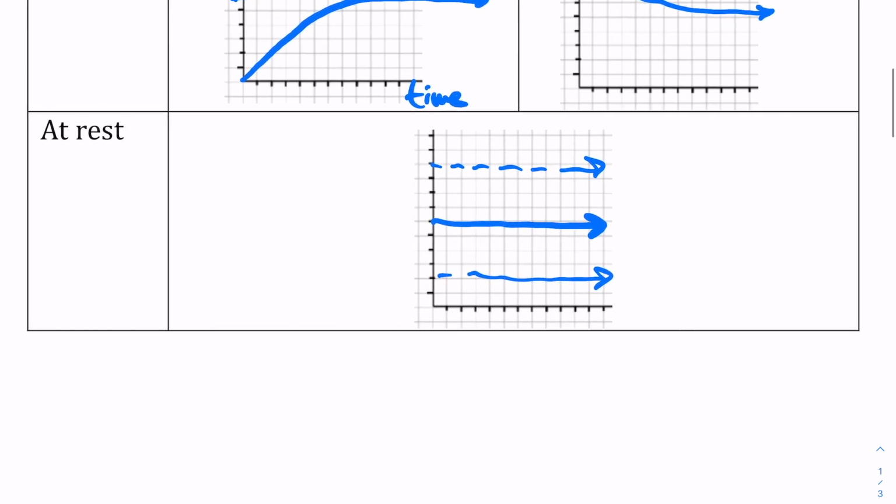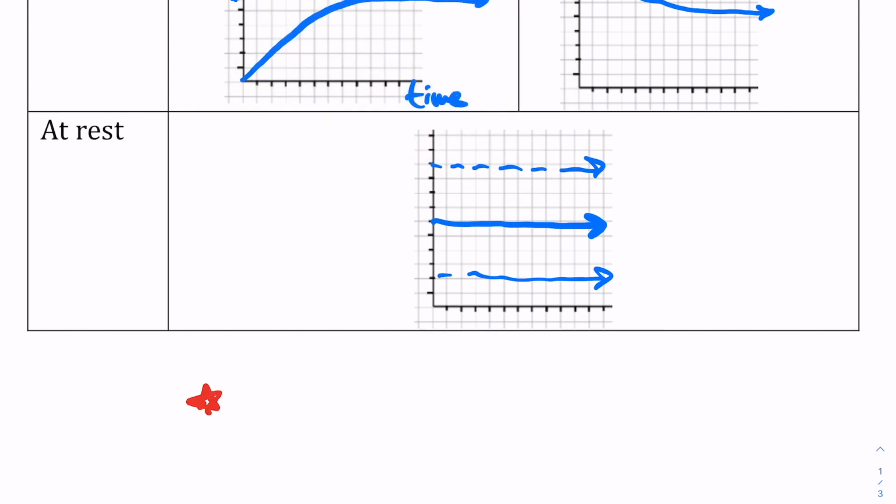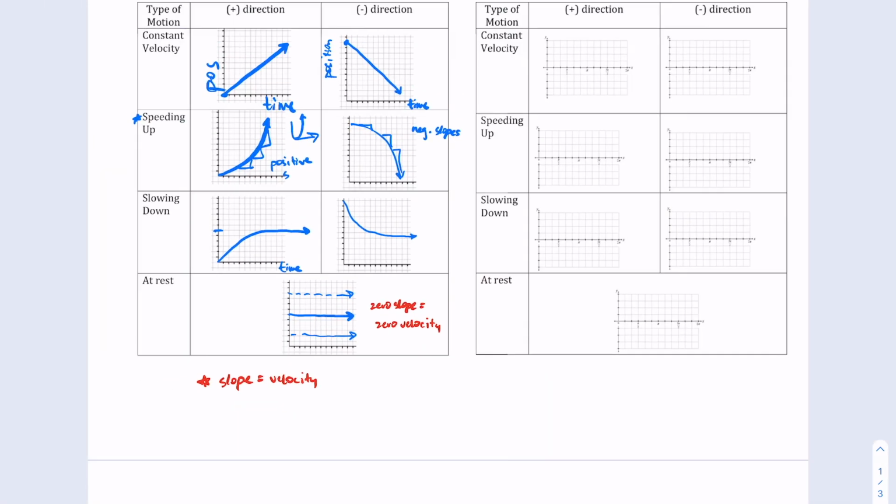In general, and here's the big idea on a position versus time graph, the slope of the line represents the velocity of the object. So here, 0 slope means 0 velocity, right? That would mean it's at rest. Okay, so that's the first view.